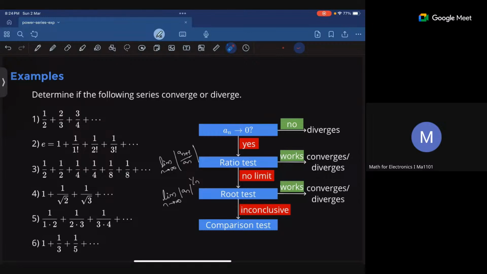Okay, so if you look at the first series, the first term is 1/2, the second term is 2/3, the third term is 3/4. Now, if you write down the corresponding sequence from this series, you will have 1/2, 2/3, 3/4, 4/5, and so on. Right? So this will be the sequence. Now, what do you think the limit of the sequence is? So what is the limit of the sequence?